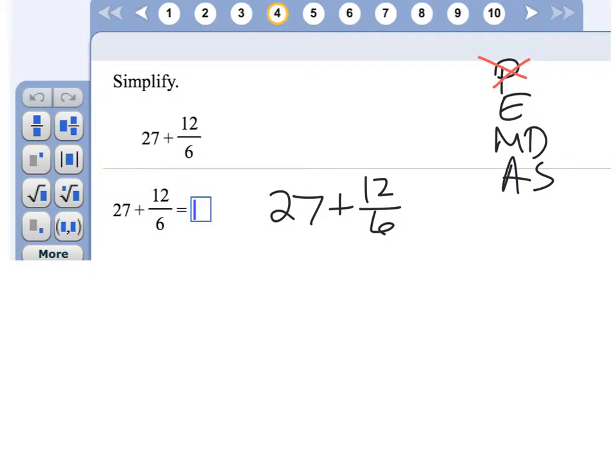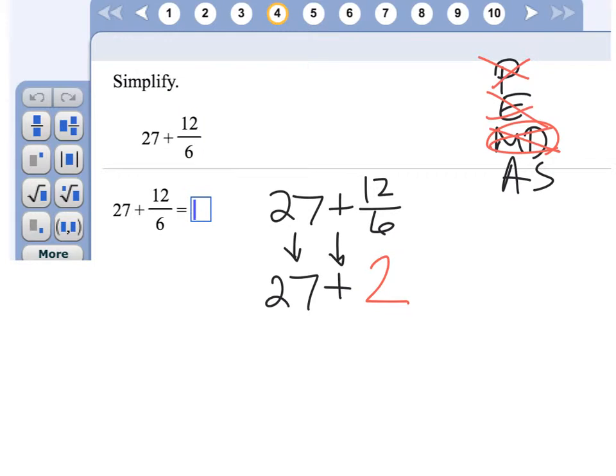Done. Do we have any exponents? Nope, done. Do we have any multiplication or division? Yep. In fact, all we have is division. Right here is our division, 12 divided by 6. So that's equal to 2. So I'm going to bring everything else straight down.